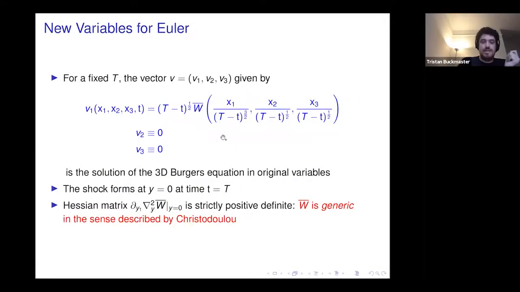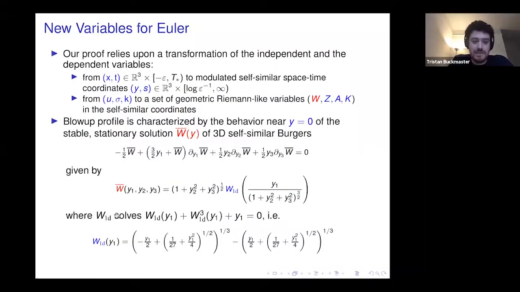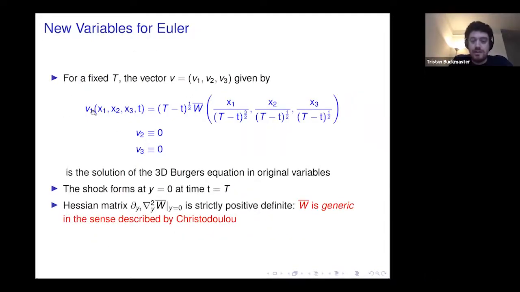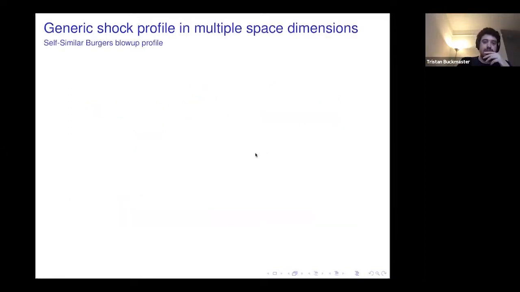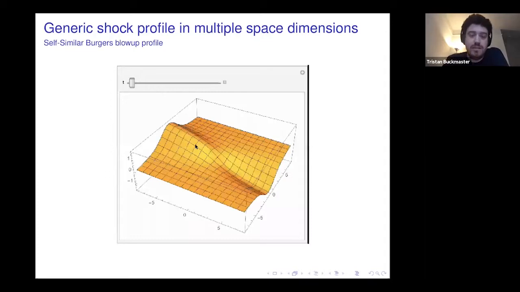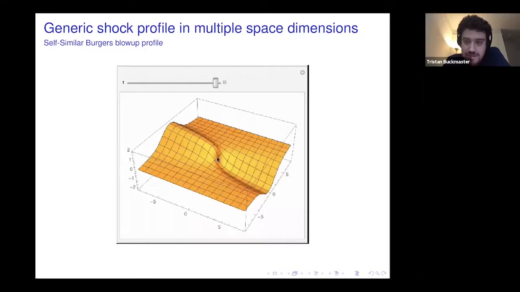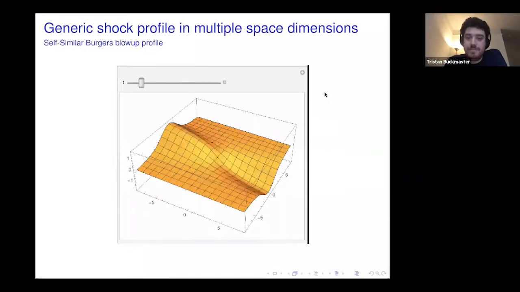Once you have this self-similar solution, you set the first component of velocity to be equal to this, and the other two components to be equal to 0. And this is an exact solution to 3D Burgers. The important thing to note here is that this Hessian matrix is strictly positive definite, and this is what gives the stability of this shock. This is what it looks like. You see a steepening, and you see a self-similar singularity occur in the middle. This is for 3D Burgers.